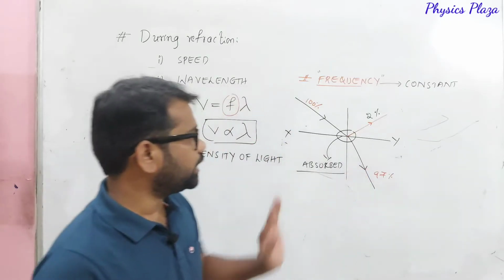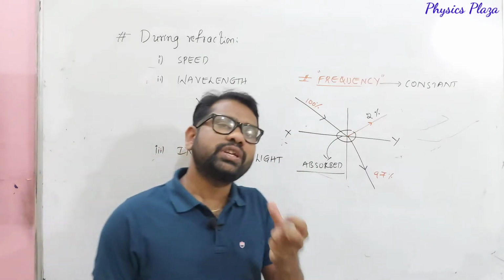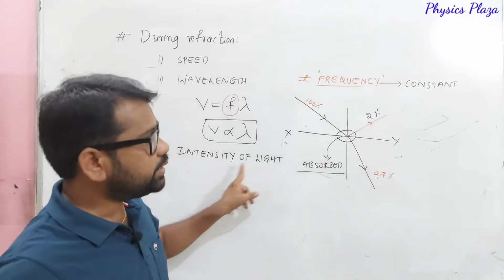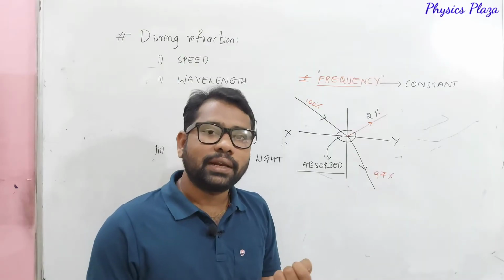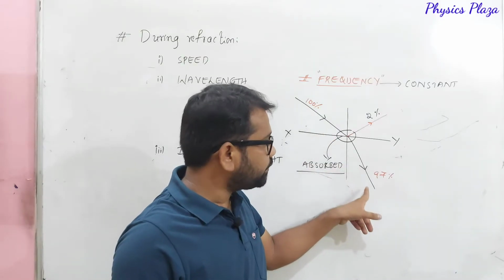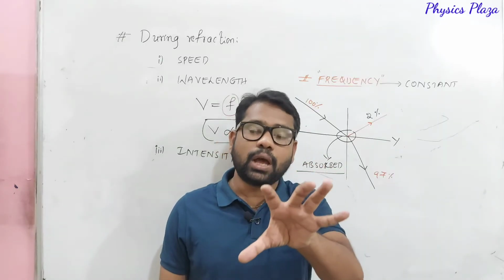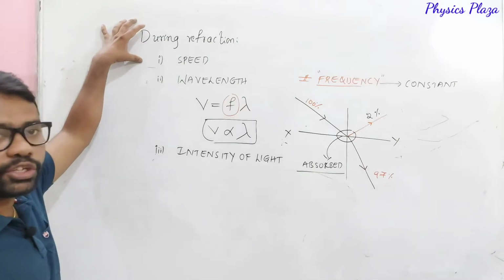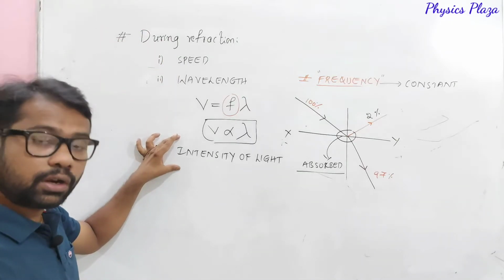Now look here. The intensity is the energy per unit area, which we can calculate. So is it changing or not during the refraction? Yes, it is changing. Children, practically 100% light won't get refracted. Some partial reflection, refraction and absorption will take place. So during the refraction, speed will change, wavelength will change, intensity also will change.